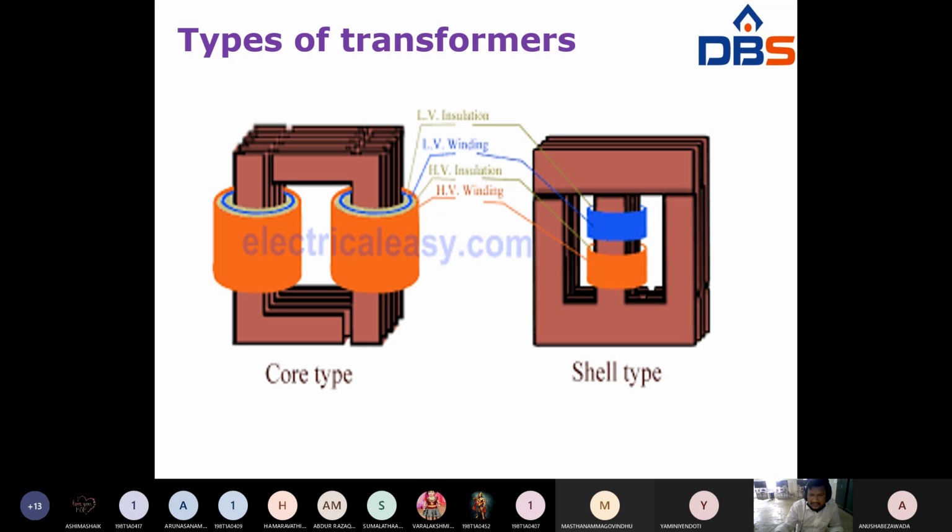And look at the figures. There is only one magnetic path, right? So this is the only one magnetic path. But coming to this shell type, two magnetic paths. This is one magnetic path. This is another magnetic path. Two magnetic paths. That means two sections are there, right? So it is a series circuit, but it is a parallel circuit. The difference between core type and shell type.